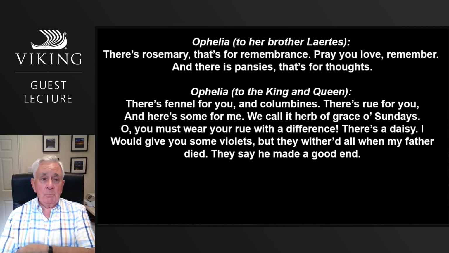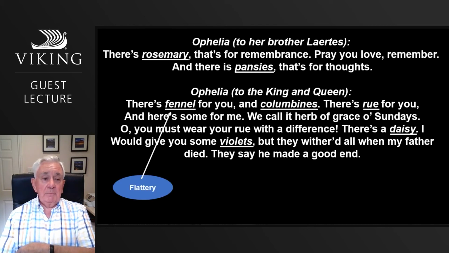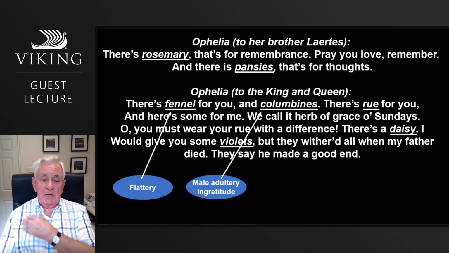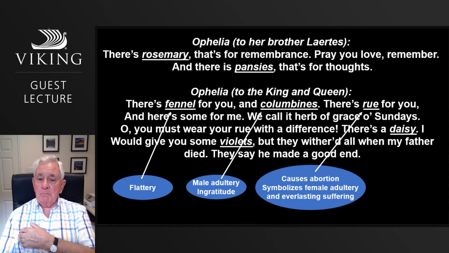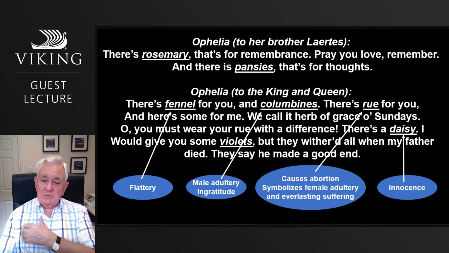Let's start with the top quotation. There's rosemary and pansies. Well, fennel stands for flattery. Columbines, male adultery and ingratitude. Rue causes abortion, symbolises female adultery, and daisy is innocence. And Ophelia, in making this quotation to the king and queen, actually is committing heresy.